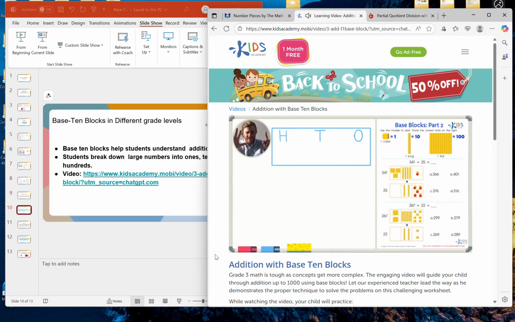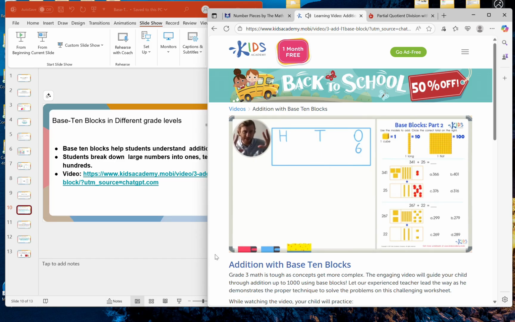Instead of adding 1 plus 5, let's just count the ones as one group together. So we'll start with the 1, 2, 3, 4, 5, 6. Altogether, there are 6 ones.